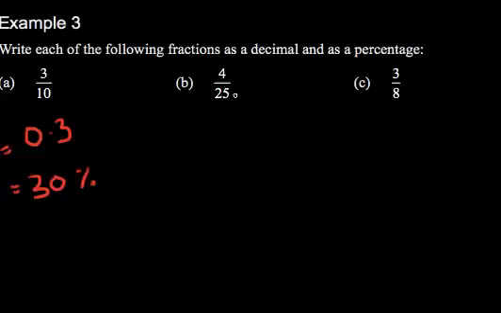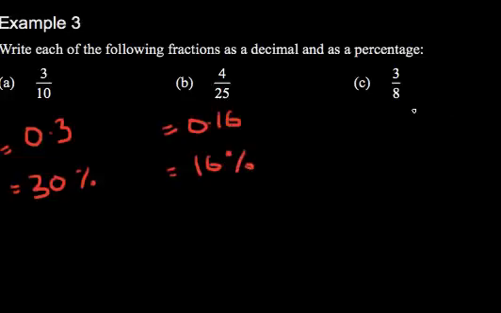If I type this on the calculator, 4 divided by 25 equals, it gives us the fraction 4 out of 25. Then pressing that SD button brings it to 0.16. As a percentage, times it by 100, 16%.